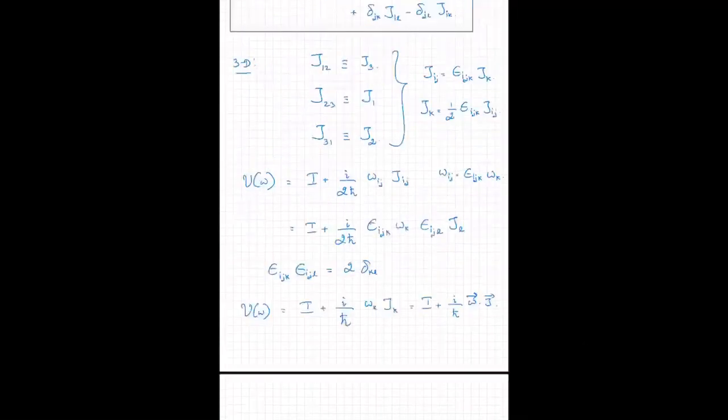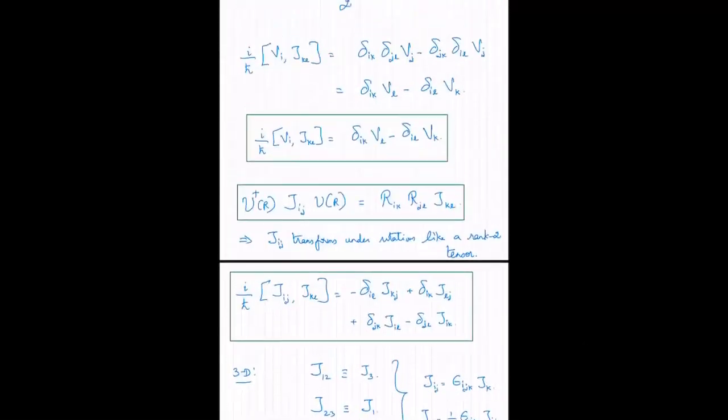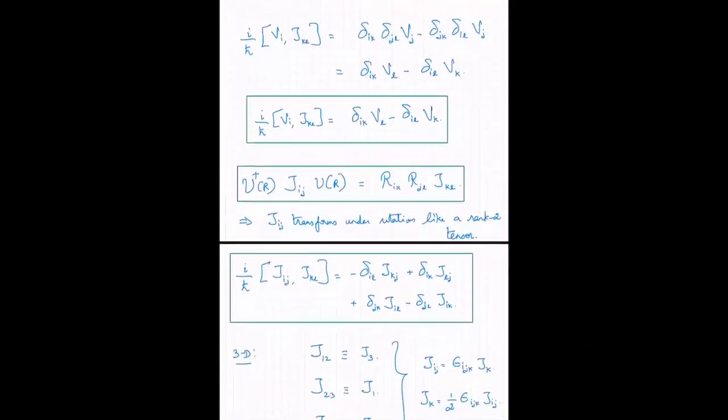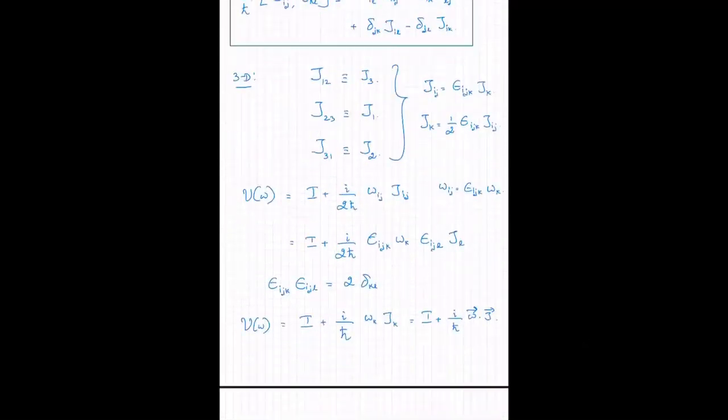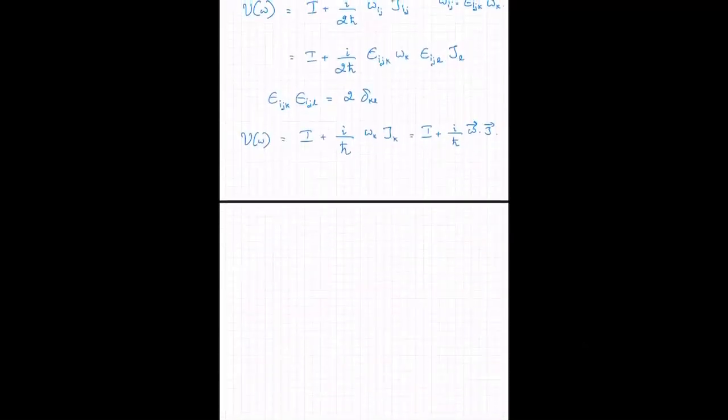So again, I will do the commutation relation between J and V, and I invite you to do the commutation relation between J and J, but I will write down what the answer is. So let us recap what our commutation relation between V and J is. I can write this as i over h bar, [V_k, J_ij] equals delta_ik V_j minus delta_jk V_i.